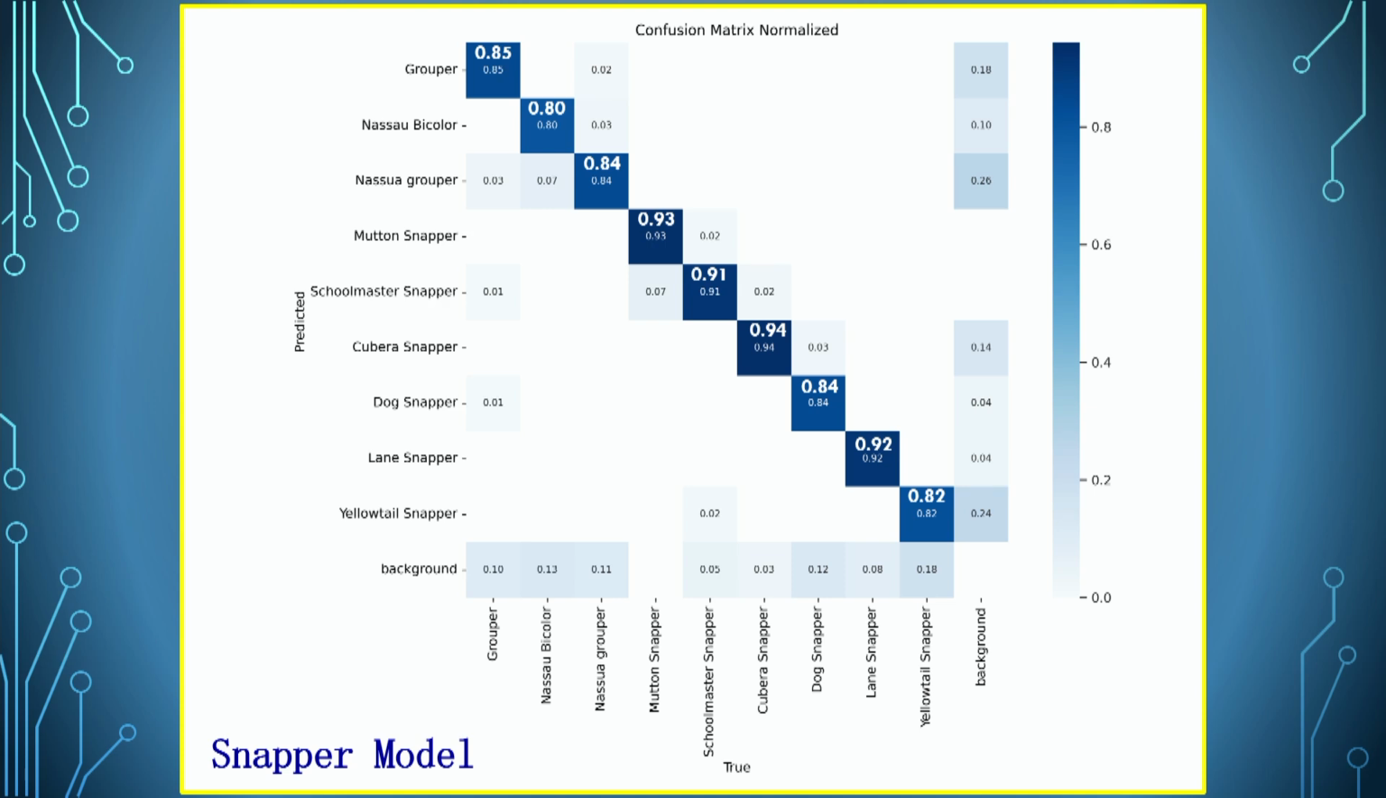grouper lumped together, 95% accurate, and the Nassau grouper bicolor 80%, normal phase 84. Now that's really good. Anything over 70% they say is really good. And this was our first run, so we're pretty happy with this.